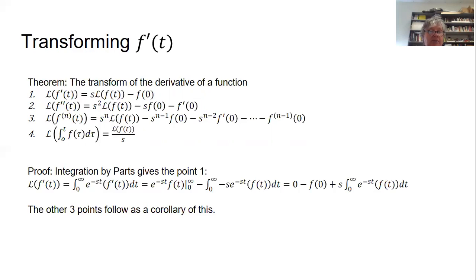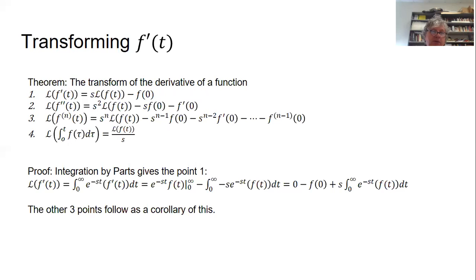And so the Laplace transform of the second derivative is s squared times the Laplace transform of f, minus s times f of 0, which is a number times s, minus f prime of 0. Of course you're getting f of 0 and f prime of 0 from the initial conditions. And you can use induction to get the Laplace transform of the nth derivative.